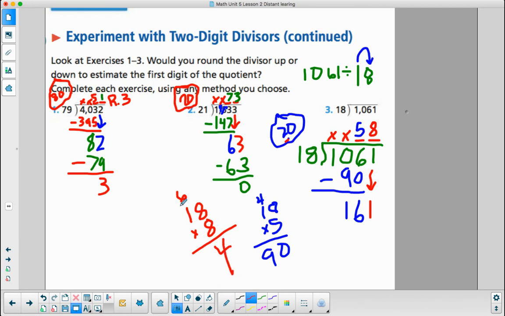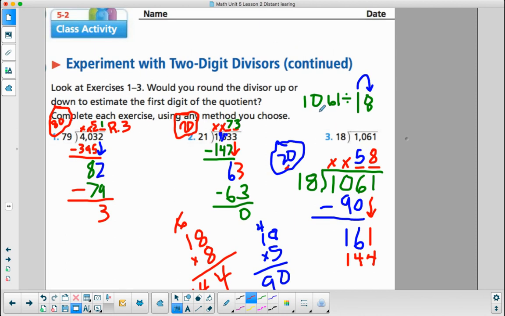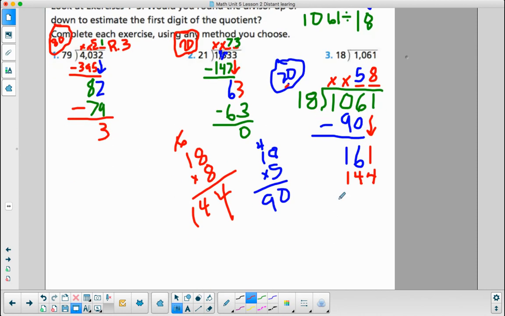8 multiplied by 1 is 8, plus 6 is 14. 144. All right, so 8 was not too large. I didn't overestimate. So 8 groups of 18. Remember, I multiplied 8 by 18, not by my estimated 20. What is left?